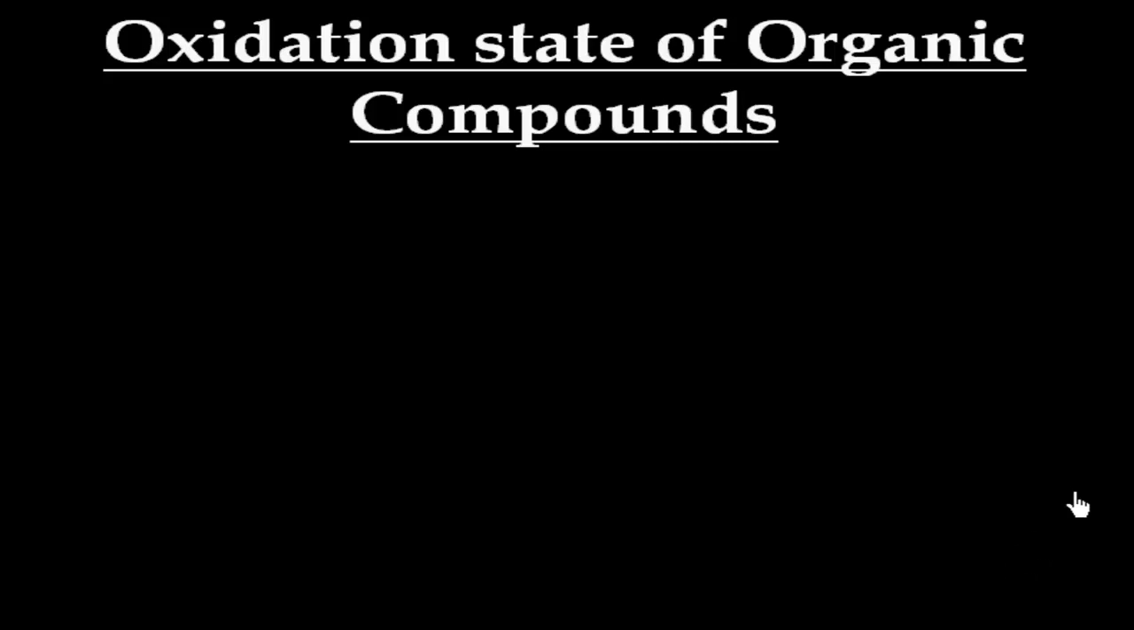Now in this lecture we will be discussing oxidation states of organic compounds. Generally we are discussing oxidation states of carbon. Now what is the oxidation state of carbon? It's from -4 to +4. In this lecture we will explain all this.